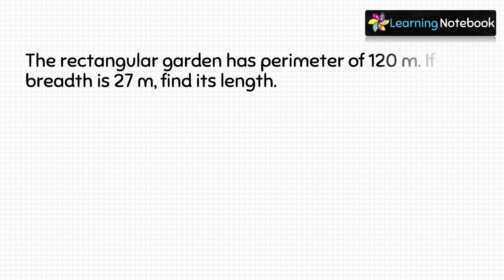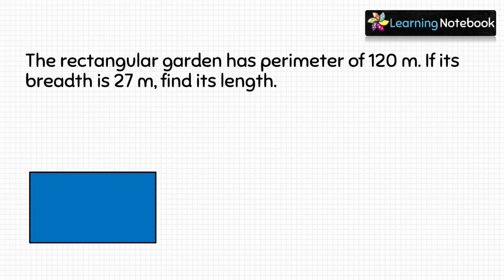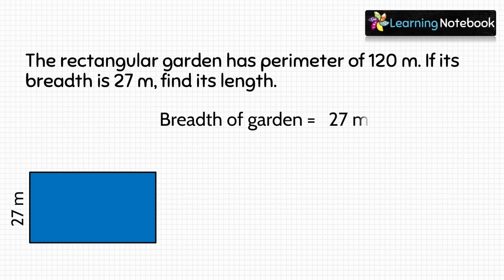Let's see the next question. The rectangular garden has a perimeter of 120 meters. If its breadth is 27 meters, find its length. Let's understand this question with the help of a figure. So in this question, we are given the perimeter as well as breadth of this garden. And we have to find its length.